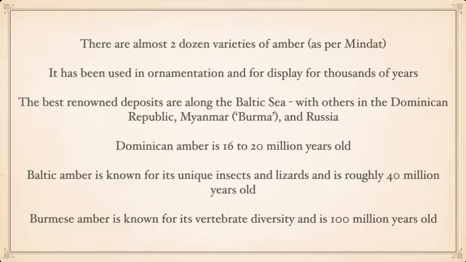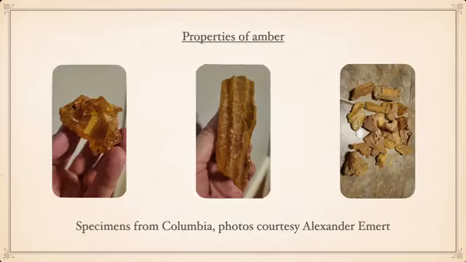Now, out of those, Dominican amber is typically 16 to 20 million years old. Baltic amber is known for its unique insects and actually lizards. I saw a lizard head in a piece of Baltic amber once, and that is roughly 40 million years old. Now, Burmese, again, it's not called Myanmar amber, it's called Burmese or Burma amber. That is known for its vertebrate diversity, and it is about 100 million years old.